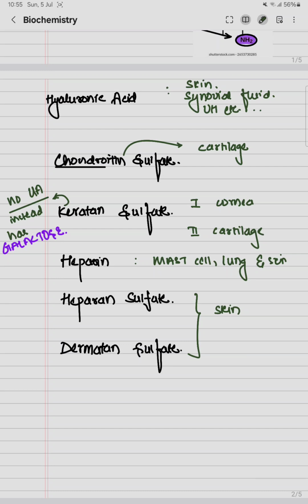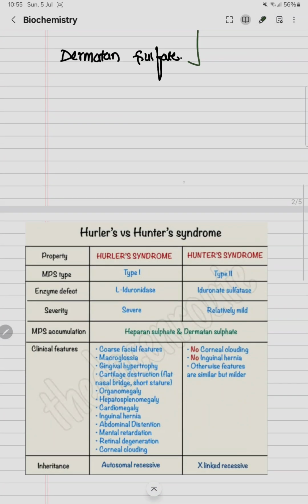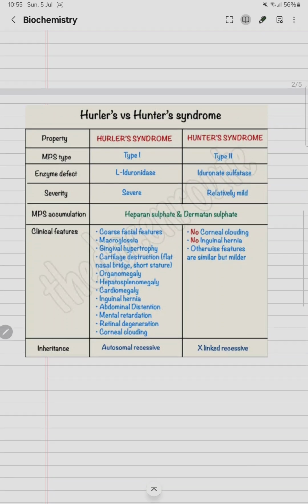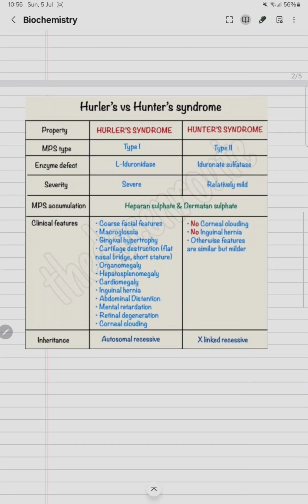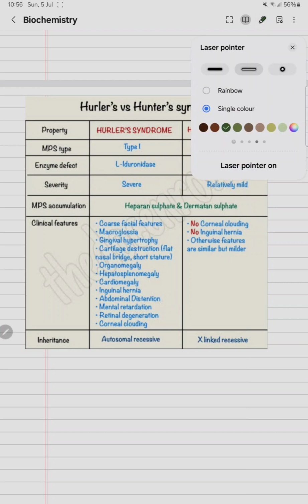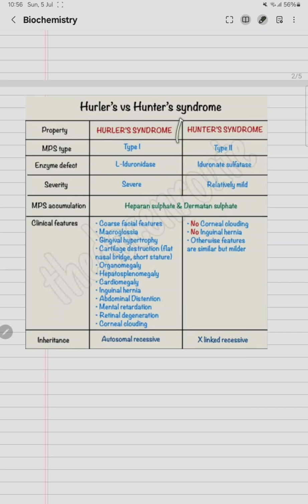These conditions are given an umbrella term of mucopolysaccharidosis. Now there are many mucopolysaccharidoses. The two important ones are listed here: Hurler syndrome and Hunter syndrome. Hurler syndrome is your MPS type 1 and Hunter syndrome is your MPS type 2. Now the enzyme defects are important here. In your Hurler syndrome, it is L-iduronidase, and in Hunter syndrome, it is iduronate sulfatase.